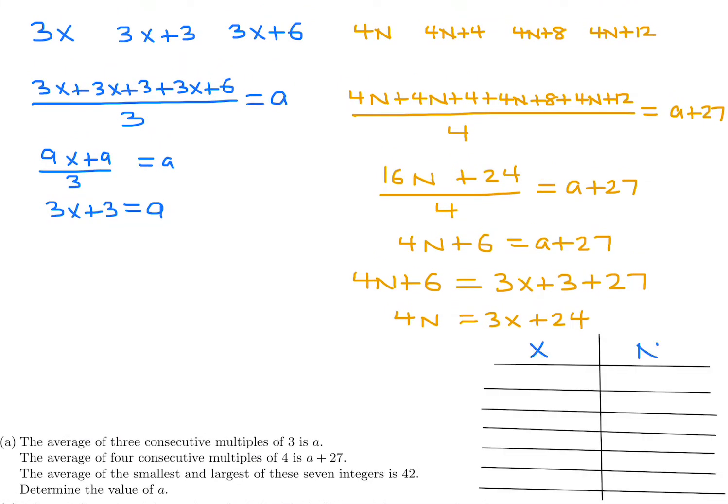So I've got x and I've got n. So here we go, let's start. And they have to be integers, right? Yeah, because they're talking about 7 integers, right? Okay, good. All right, so let's start with 1.